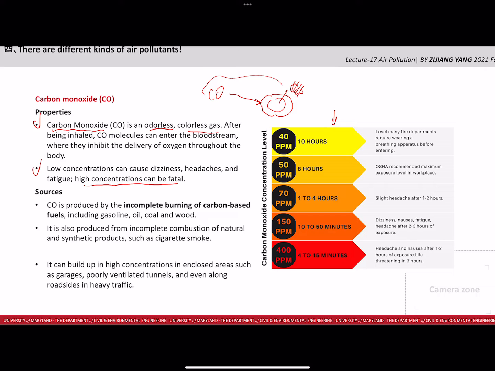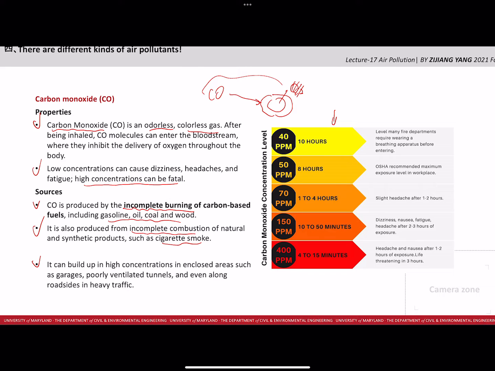About the sources, carbon monoxide is produced mainly by incomplete burning of carbon-based fuels, like gasoline, oil, coal, wood, and some other things. It may also come from incomplete combustion of some natural and synthetic products, like cigarettes. So basically, cigarettes are not good for our health. This is one of the reasons.